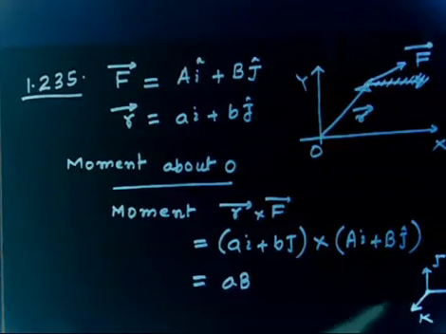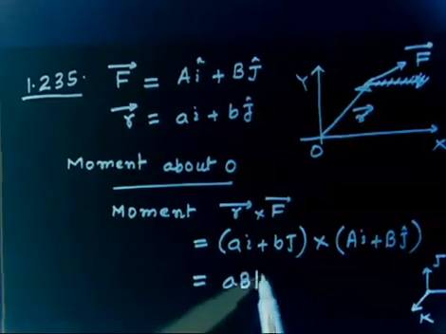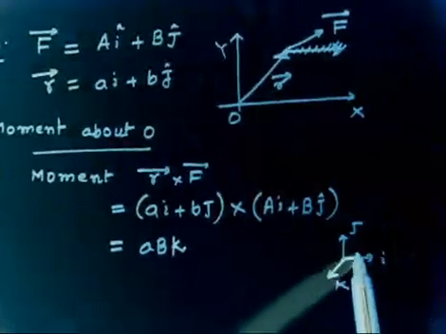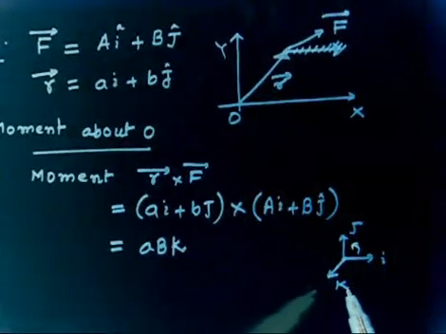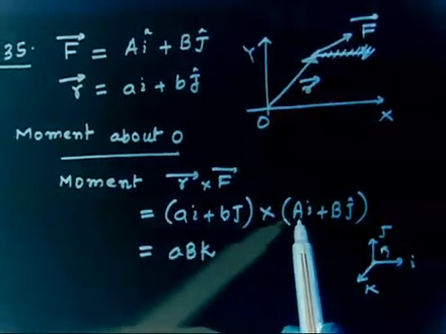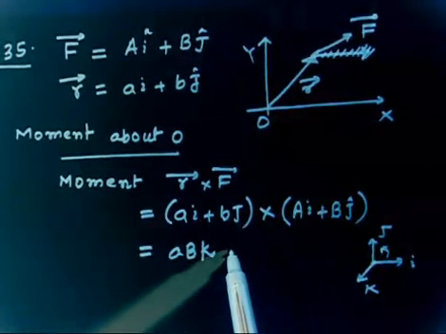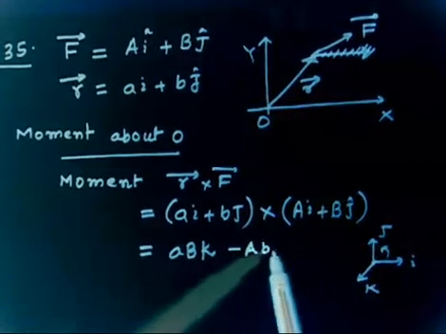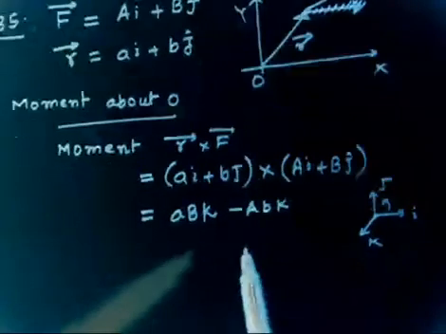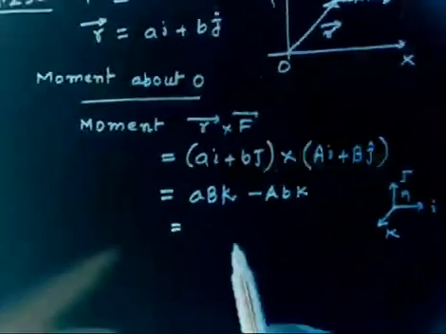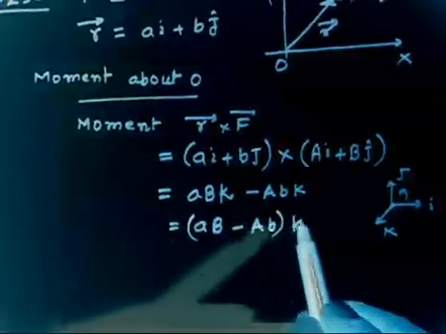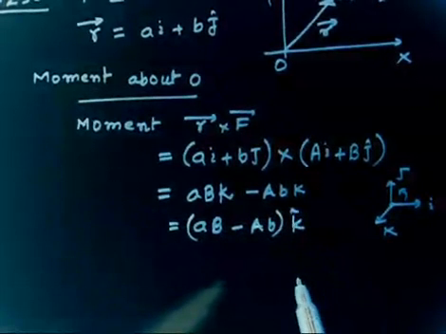So if you have a right-handed system, i cross j is equal to k. If you go from this side to this side, a screw will come outside, and that is the k direction. So i cross j is k. Now b into A is j cross i, that is minus k, so I have already given the sign. Now j cross j is 0. So this will finally be aB minus bA into k. So this is the moment vector.